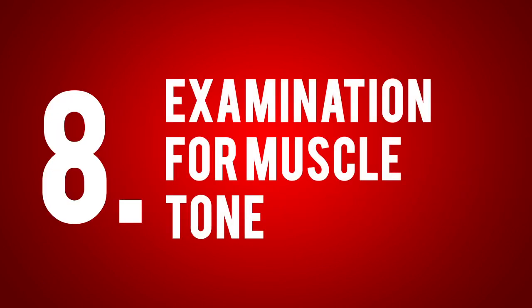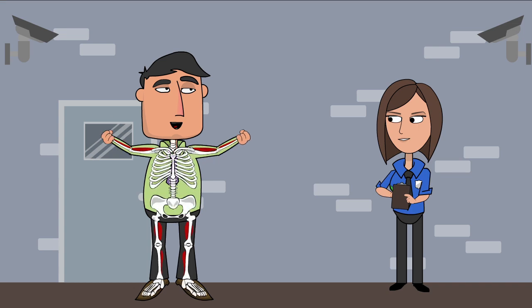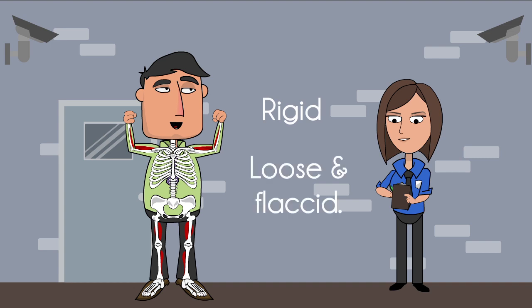Number 8, examination for muscle tone. The DRE examines the subject's skeletal muscle tone. Certain categories of drugs may cause the muscles to become rigid. Other categories may cause the muscles to become very loose and flaccid.